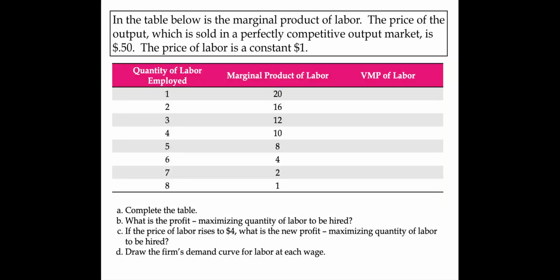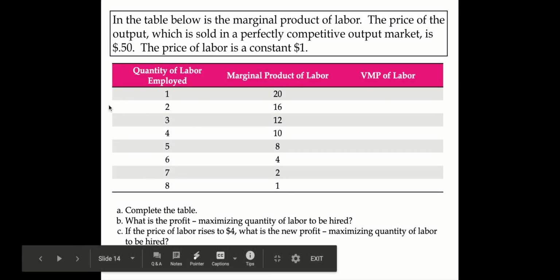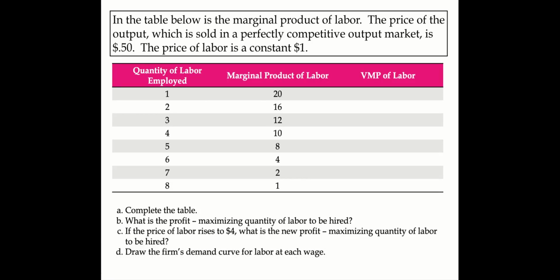And what you need to do on the bottom is to complete the table. What is the profit maximizing quantity to be hired? Let's just look at A and B. Why don't you press pause on this video and, in your notebook, see if you can complete the table and figure out what is the profit maximizing quantity of labor to be hired. So try to do A and B on your own. Press pause now.